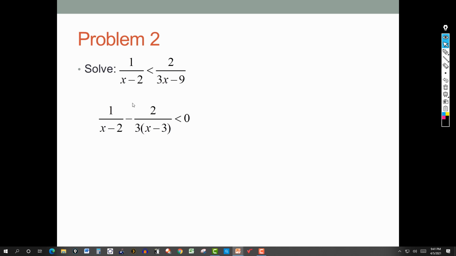Now all you do is combine this into one expression. We have one side 0, in this case the right side. Our LCD is: this has an x minus 2, this has x minus 3, and a 3. We want to have the same denominator for both. This one has x minus 2 but doesn't have the x minus 3, so we have to multiply here by x minus 3, and the numerator by x minus 3.